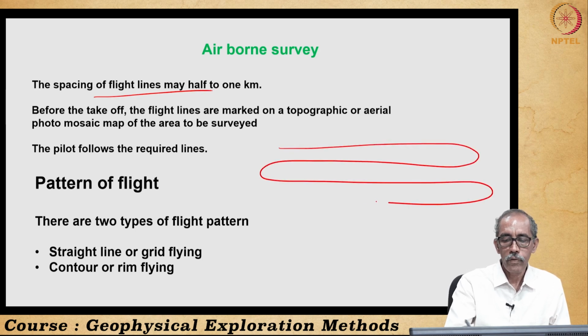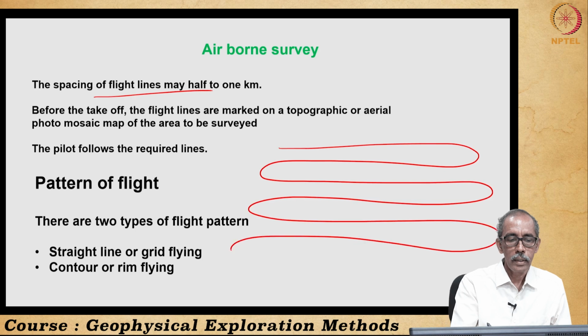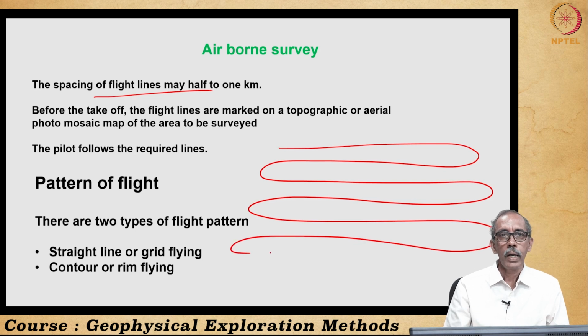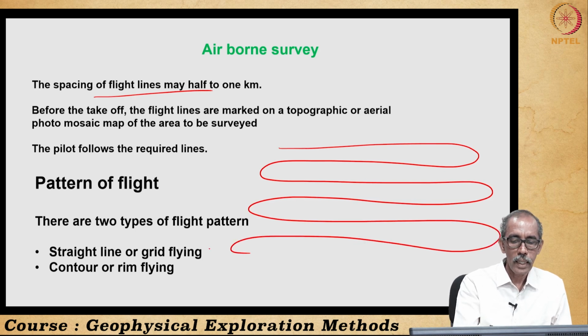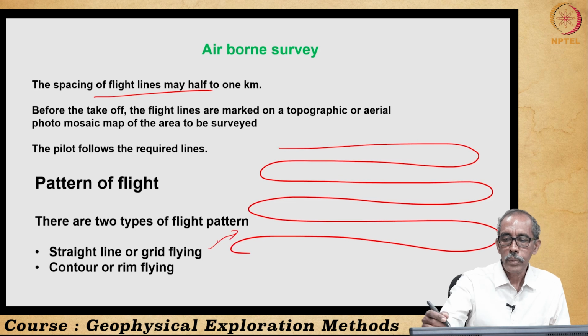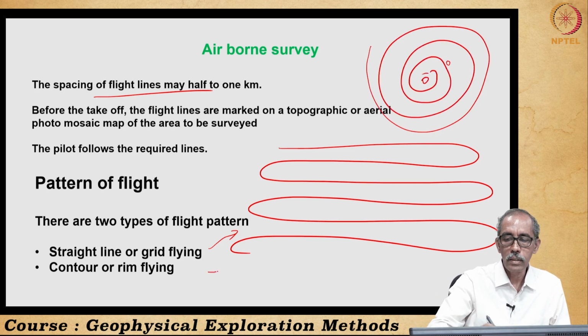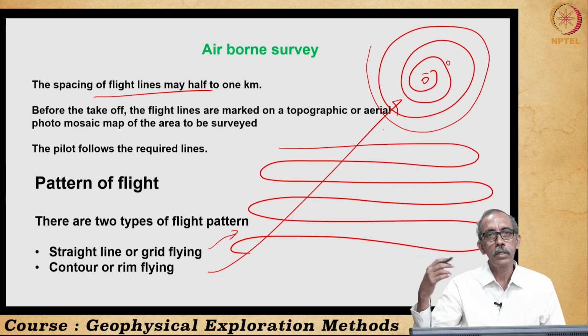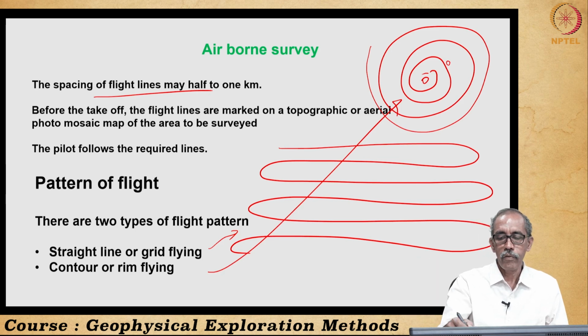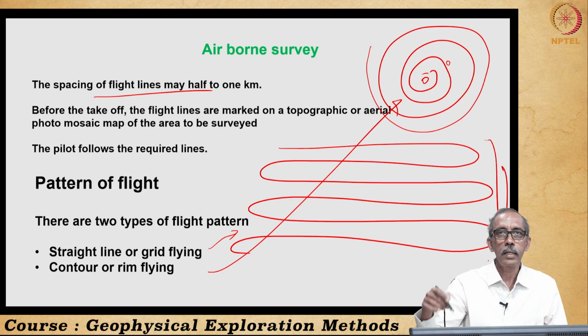So, this is how we fly to cover an area, right. The pattern of flight is one like a straight line, as I have drawn, or sometimes, if you know the target, we can also fly in the form of a circle to reach the target. This is known as contour or rim flying. These are the two common methods. Mostly we use straight line flying, as I have drawn here, right.